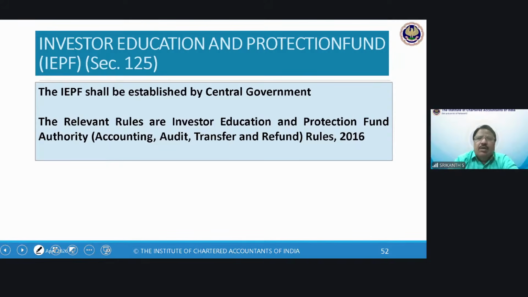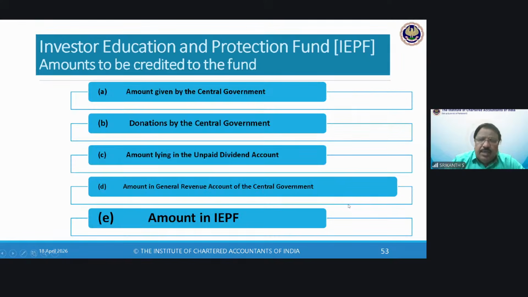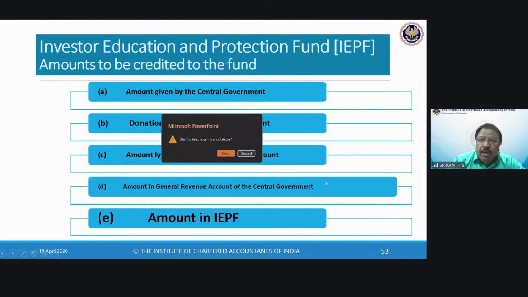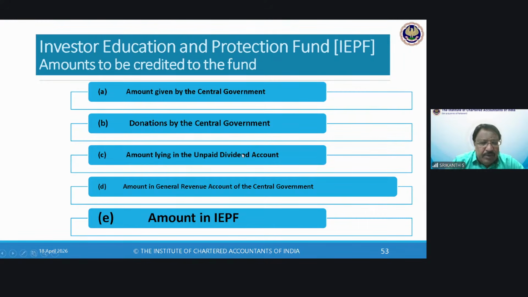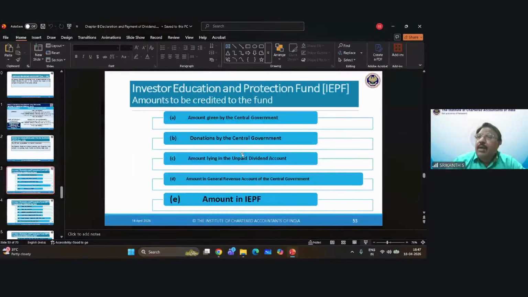We now move on to the Investor Education and Protection Fund. Let me see if you have any worries in the query in your chat.